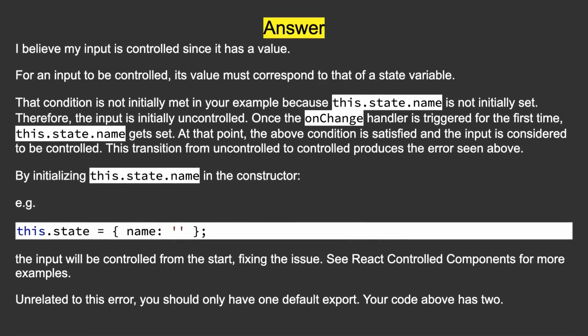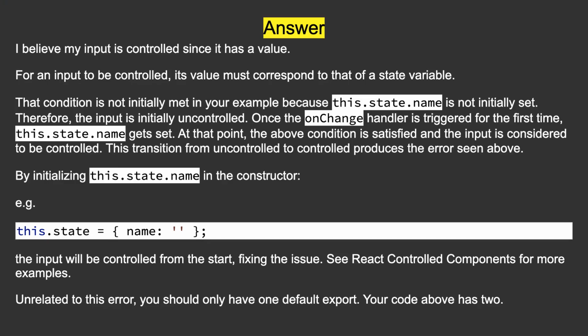I believe my input is controlled since it has a value. For an input to be controlled, its value must correspond to that of a state variable. That condition is not initially met in your example because this state name is not initially set. Therefore, the input is initially uncontrolled.